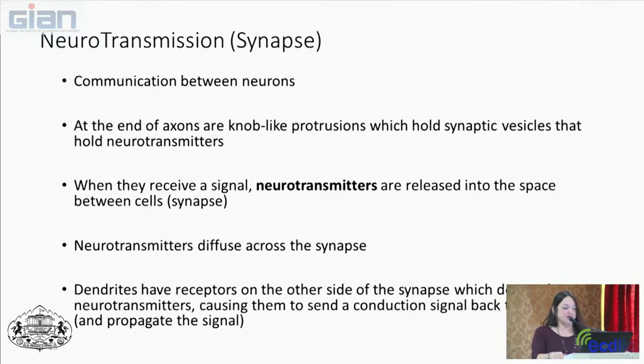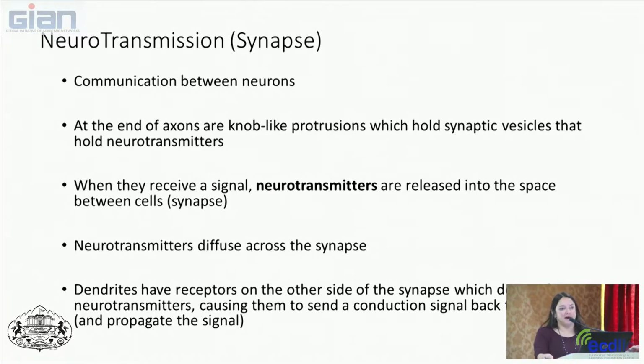So at the end of each axon, which are these long strings that come from the cells, are these knob-like protrusions which hold synaptic vesicles that hold what is called neurotransmitters. And you may have heard of these neurotransmitters before. When a signal is received, this electrical signal, these neurotransmitters are released into the space between the cells. And again, this space is called the synapse. They diffuse across the synapse and they bind to receptors on the next cell.